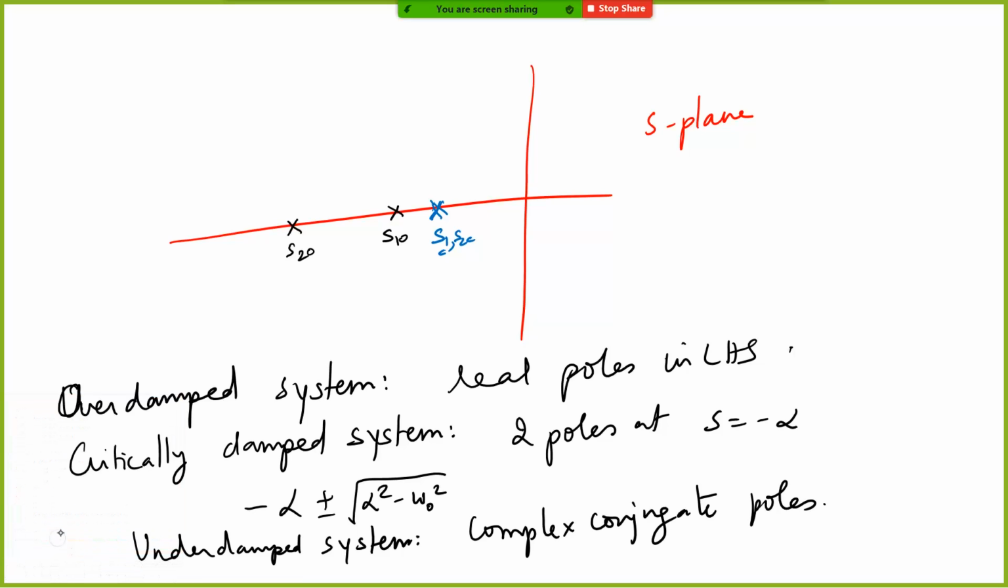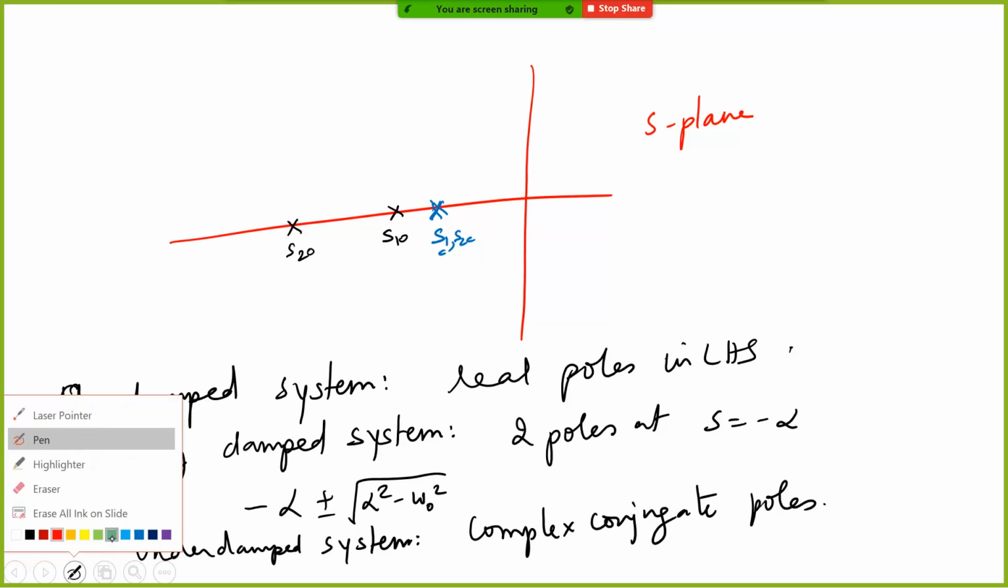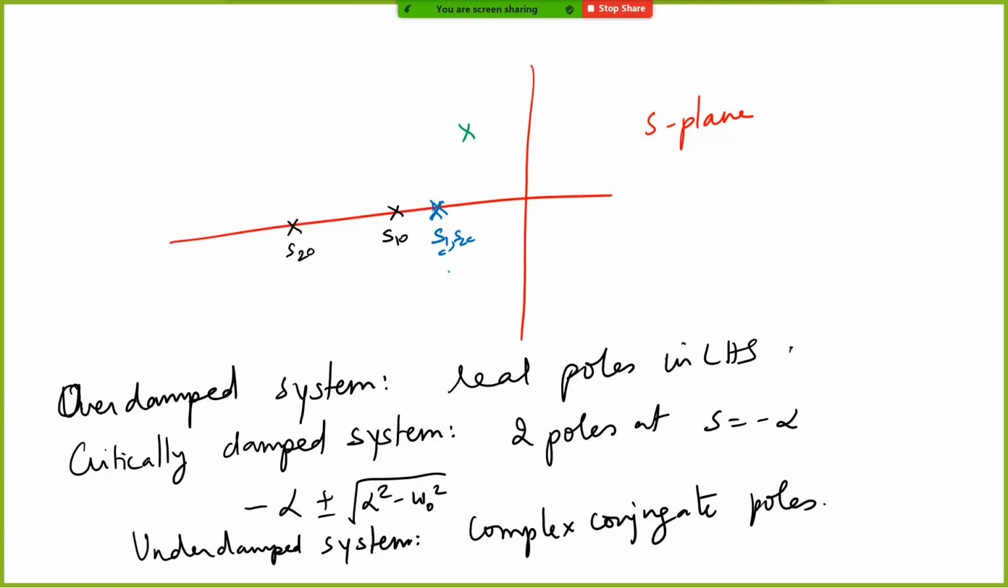So how will they look? Basically they might be something like this and this. Let's say S1 and S2. The real part is the same, and only the sign of the imaginary part is different. And what can we say about the poles? If they are closer to the origin, it means slower settling, for the overdamped system and the critically damped system.